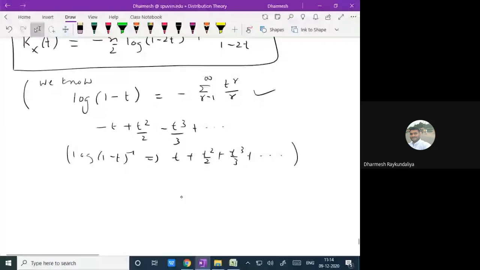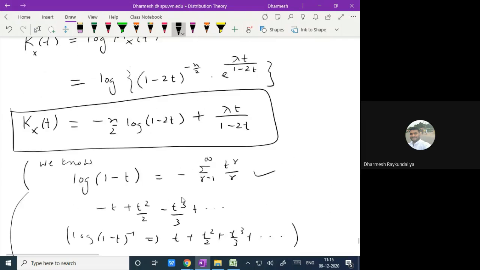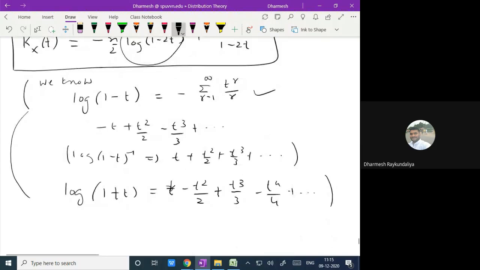And if you have the log of 1 plus t, then what happens? Here the odd terms are minus, here the even terms are minus. Okay, so this basics we know. So we will use that. What can we write for the log 1 minus 2t? So we can write it as summation r equal to 1 to infinity t raised to r upon r. Instead of t, here we have 2t, so we can write 2t.